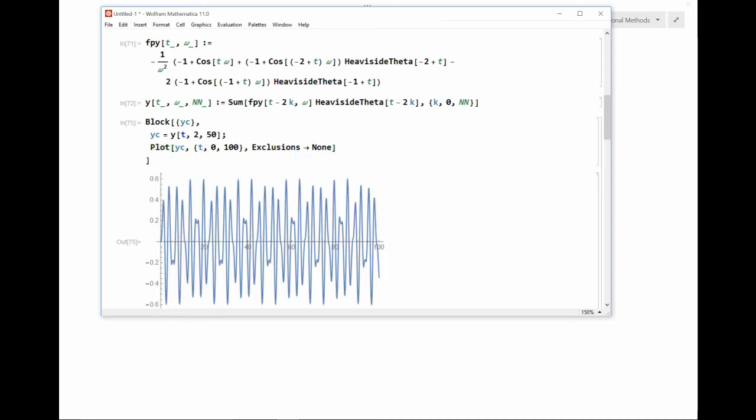I'm going to ask Mathematica not to try to optimize for discontinuities and just keep going. So the natural frequency is expressed in radians, and the frequency of oscillations is about 1/2 Hz because it takes about 2 time units to complete a full oscillation. So if we want to express the frequency of 1/2 Hz in radians, we have to multiply it by 2 pi.